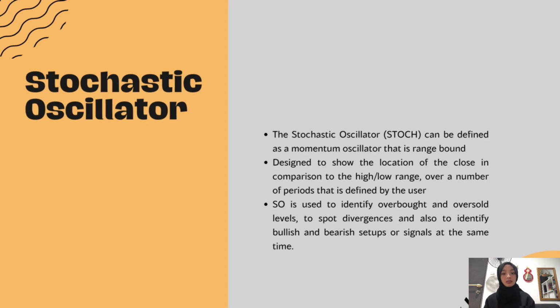The stochastic oscillator can be defined as a momentum oscillator that is range-bound. It is designed to show the location of the close in comparison to the high-low range over a number of periods that is defined by the user. There are three main things that the SO is commonly used for, and these are to identify overbought and oversold levels, to spot divergence, and also to identify bullish and bearish setups or signals.